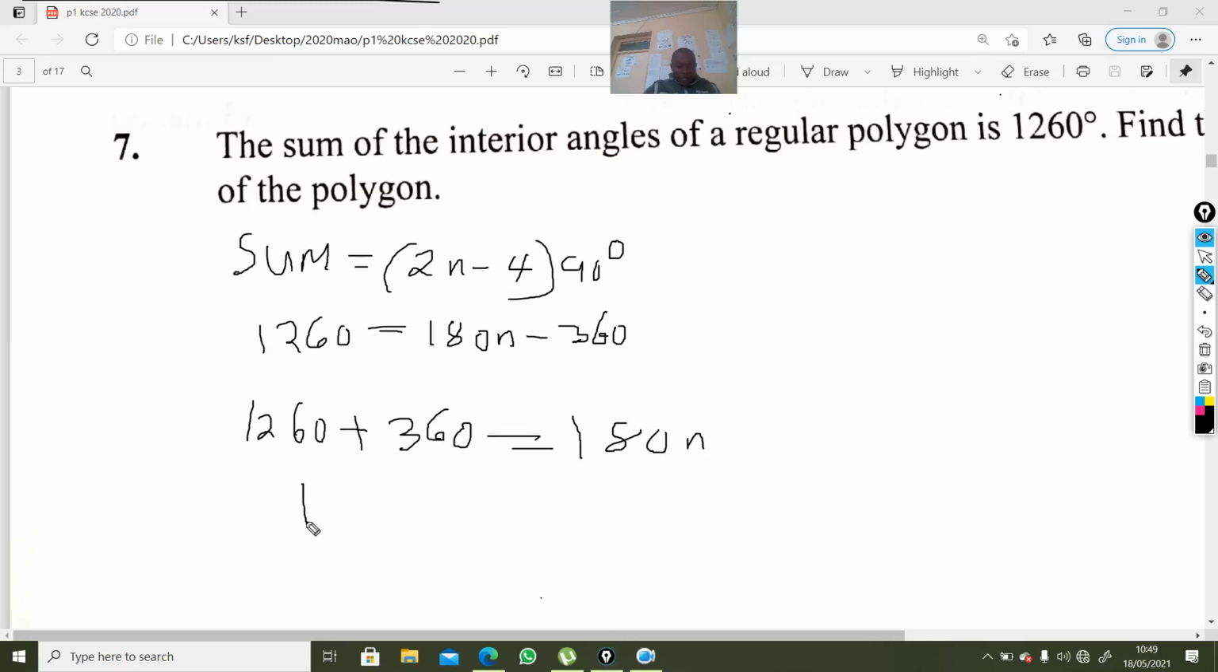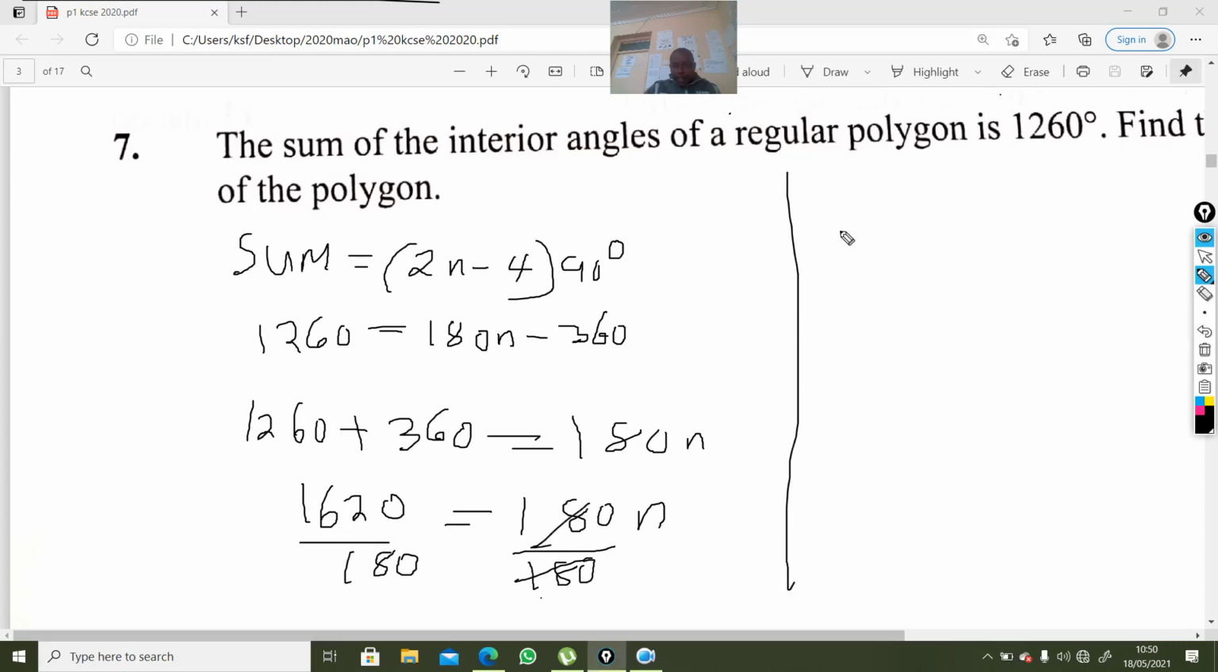So 1620 is equal to 180n. To find the number of sides, we divide by 180. Just use your calculator and divide the two. You get 1620 divided by 180, and you get n to be 9.